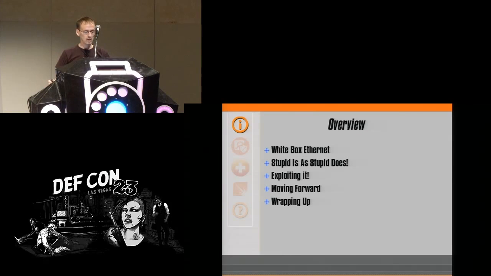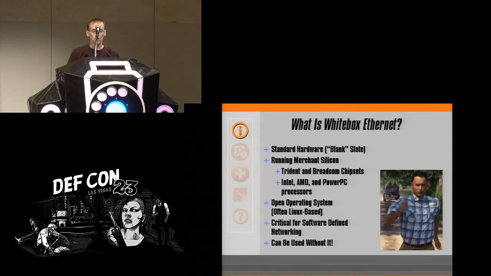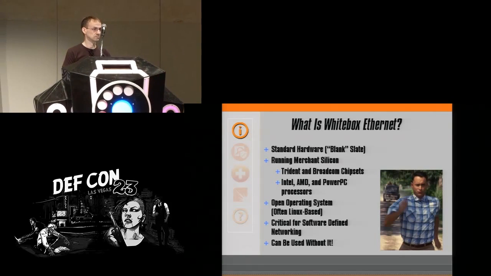Let's start out with white box Ethernet. Well, it's standard hardware. It's a blank slate running merchant silicon, Trident and Broadcom chipsets, Intel, AMD, PowerPC processors, using an open operating system that is often Linux. But I don't think I've seen anything that wasn't Linux. The idea is to remove the hardware from the equation, to make it a commodity by using off-the-shelf components. So from that point forward, it would be the software that made the difference. It's critical for software-defined networking, but it can be used without it.